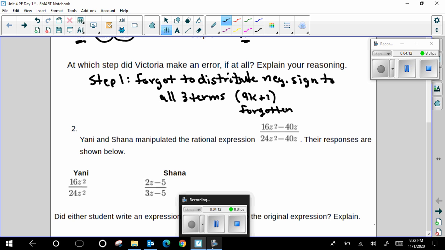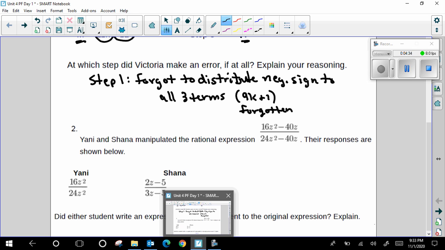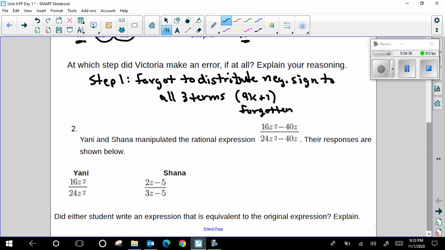Okay, so Yanni and Shauna manipulated their rational expression, which is a fractional expression. Their responses are shown below. So Yanni came up with 16z squared over 24z squared, and Shauna came up with something completely different. So did either of the students write an expression that's equivalent?